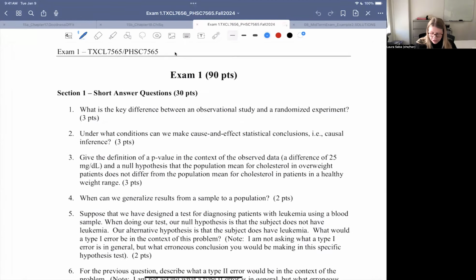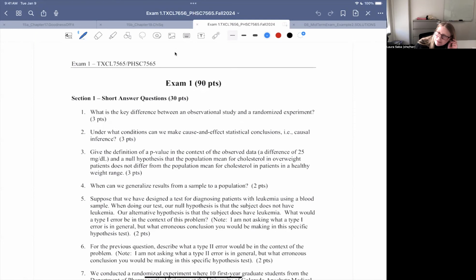So overall, I was pretty happy with how everyone did on the midterm. But I wanted to clarify a few things as we go through to make sure that we're all on the same page, because some of these questions you will see again on the final. So this is the first question that you will see on the final. This is one of the things that I think is fundamental to understanding before you get out of this class.